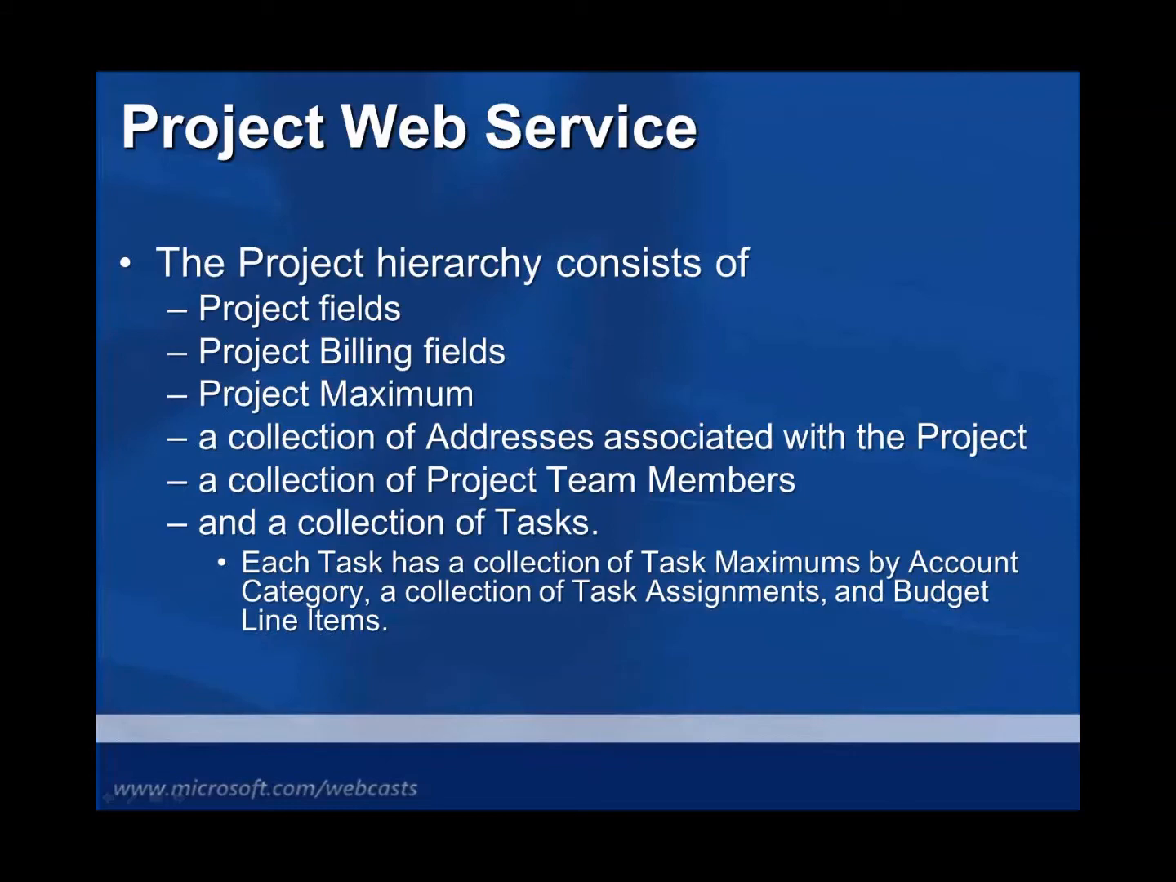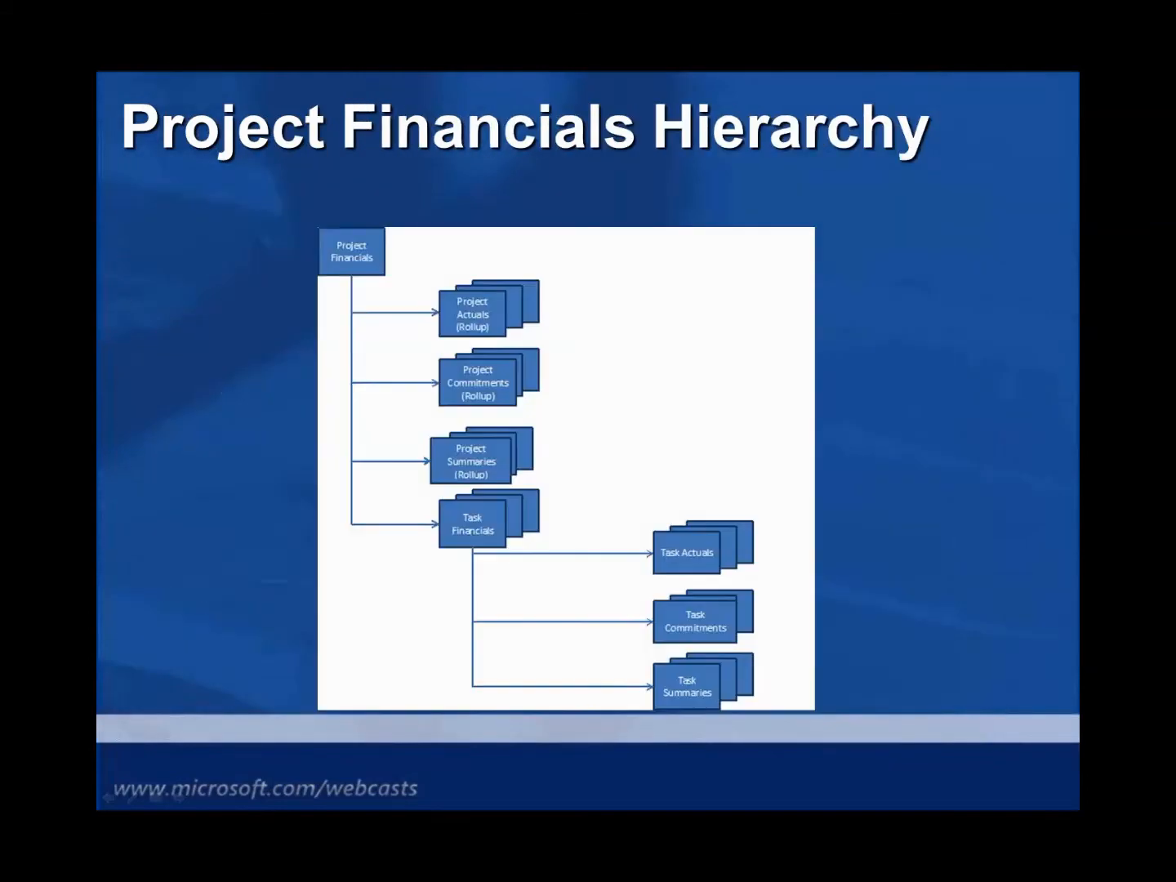Project web service. The project hierarchy consists of project fields, billing fields, project maximums, addresses, project team members, and a collection of tasks. So here on the screen, we have a visual example of that hierarchy, where project is the parent, and below project is the billing information, project maximums, addresses, tasks, and employee team members. And then tasks has children of its own called task maximum and task employee assignment.